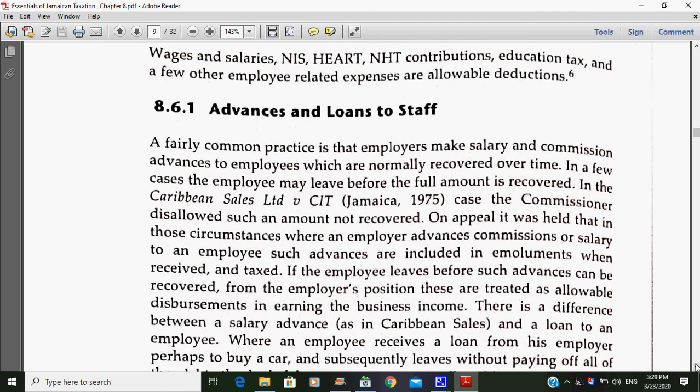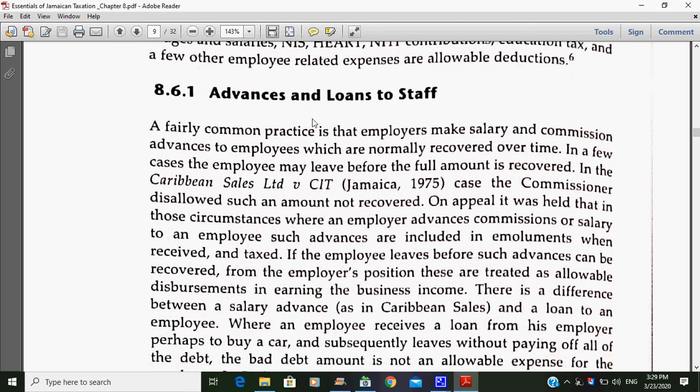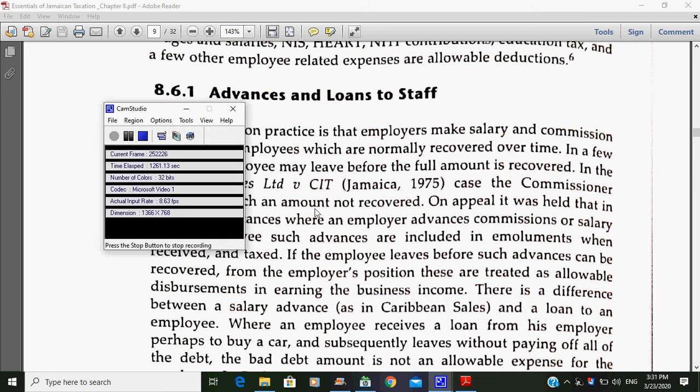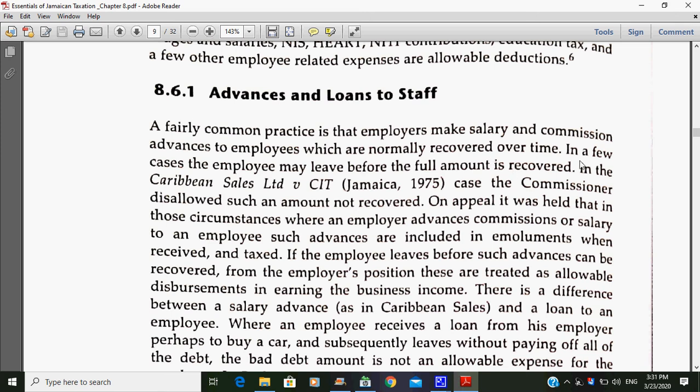Then there are advances and loans to staff. A fairly common practice is that employers make salary and commission advances to employees, which are normally recovered over time. In a few cases, the employee may leave before the full amount is recovered. So it's a case where you pay the person before they do their work, right? In the Caribbean Sales Limited versus CIT case, the commissioner disallowed such an amount not recovered.